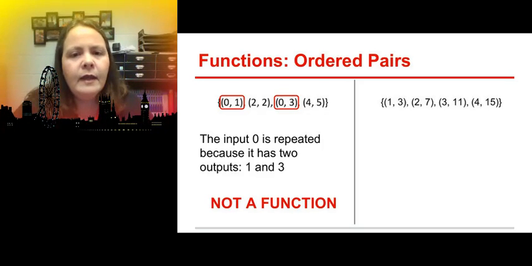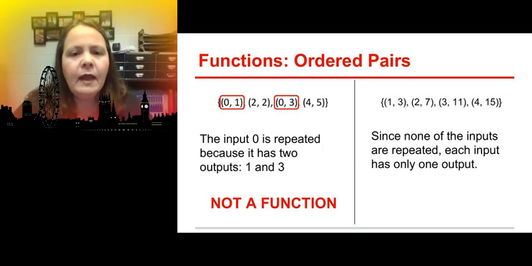All right? If we look on the right-hand side, we have 1 paired with 3, 2 paired with 7, 3 paired with 11, and 4 paired with 15. We have none of our inputs repeated, so they're not being paired with 2 different things. And so each input has only one output, so this is a function.